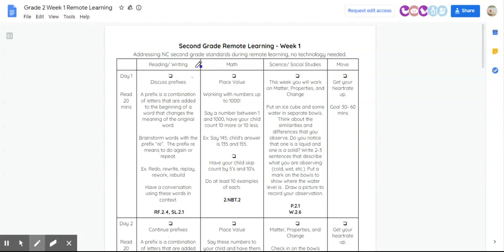Hi guys, today we're going to look at day 1 of your 2nd grade remote learning and week 1 packet. You need to read every day for 20 minutes. Reading and writing. We're going to look at prefixes.